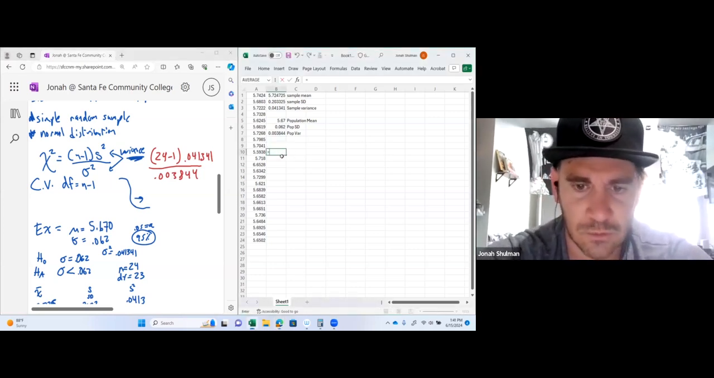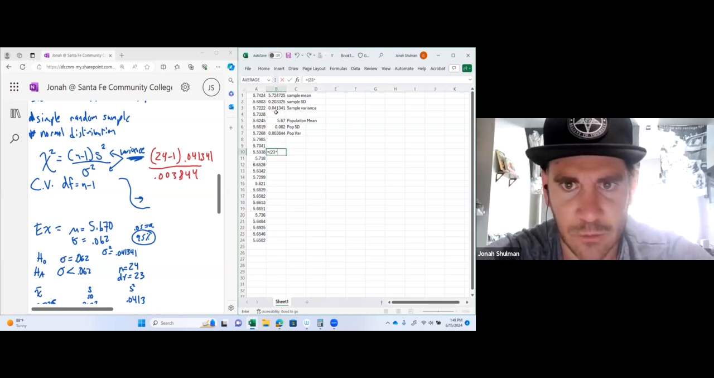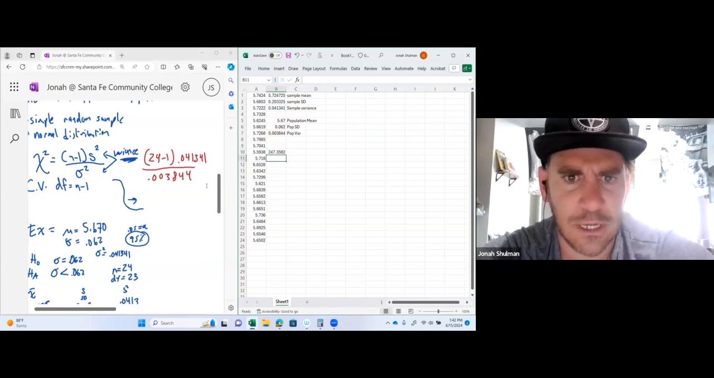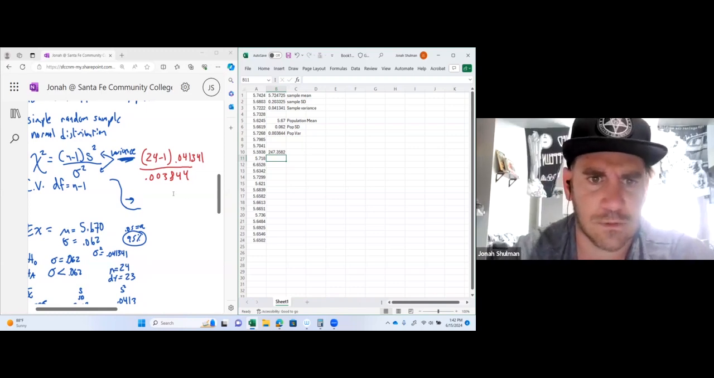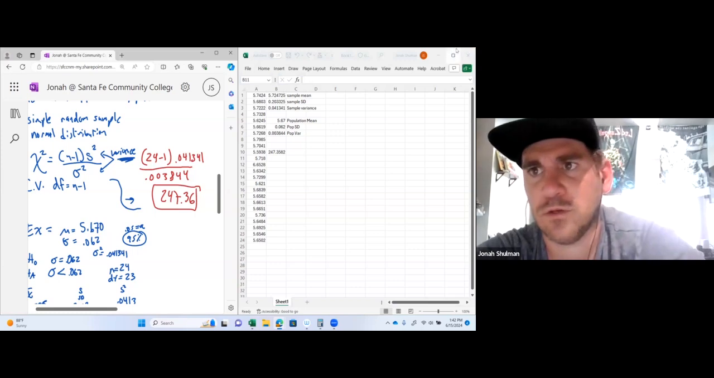So I'm just going to do equals parentheses 23 times this value, the 0.041. And I'm just going to divide it by this variance. So this is our chi-squared statistic. I got 247.36. Let's see if this is right before we look up the other numbers.